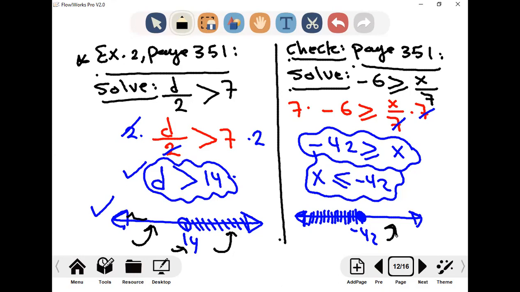So the 14 here is not a solution. But select any number here, like negative 49. Negative 49 divided by 7 is negative 7. Is it less than or equal to negative 6? Yes. Select negative 42 divided by 7, negative 6. Is it less than or equal to negative 6? Yes, it's equal. So in part A, you solve it.